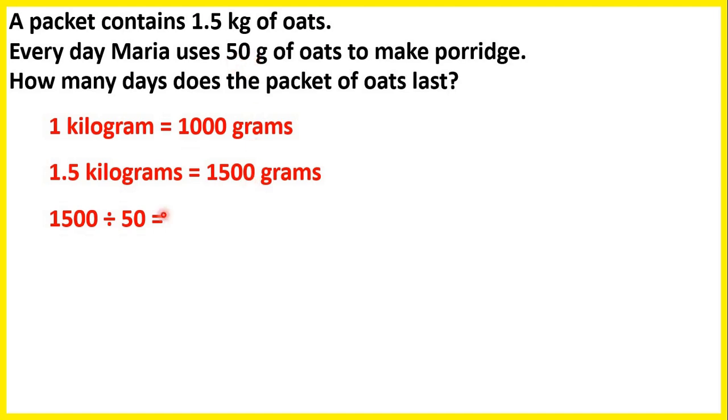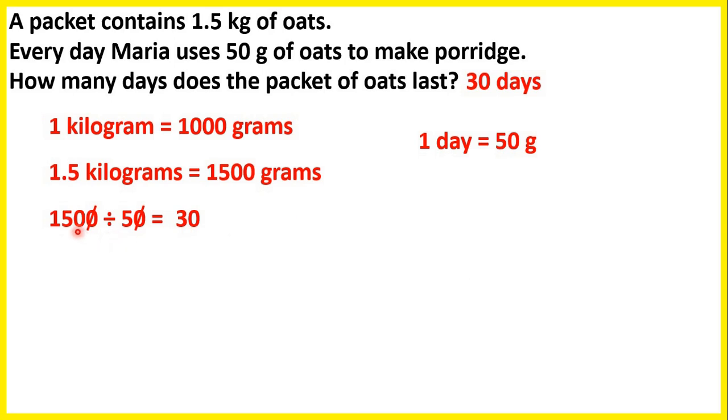Now remember, when we have division problems, if we have an end zero in both our dividend and our divisor, we can cancel the end zeros, and then 150 divided by 5 is 30, so the packet will last 30 days. The other way to divide 1,500 by 50 is to count up in steps of 50 until we get to 1,500.